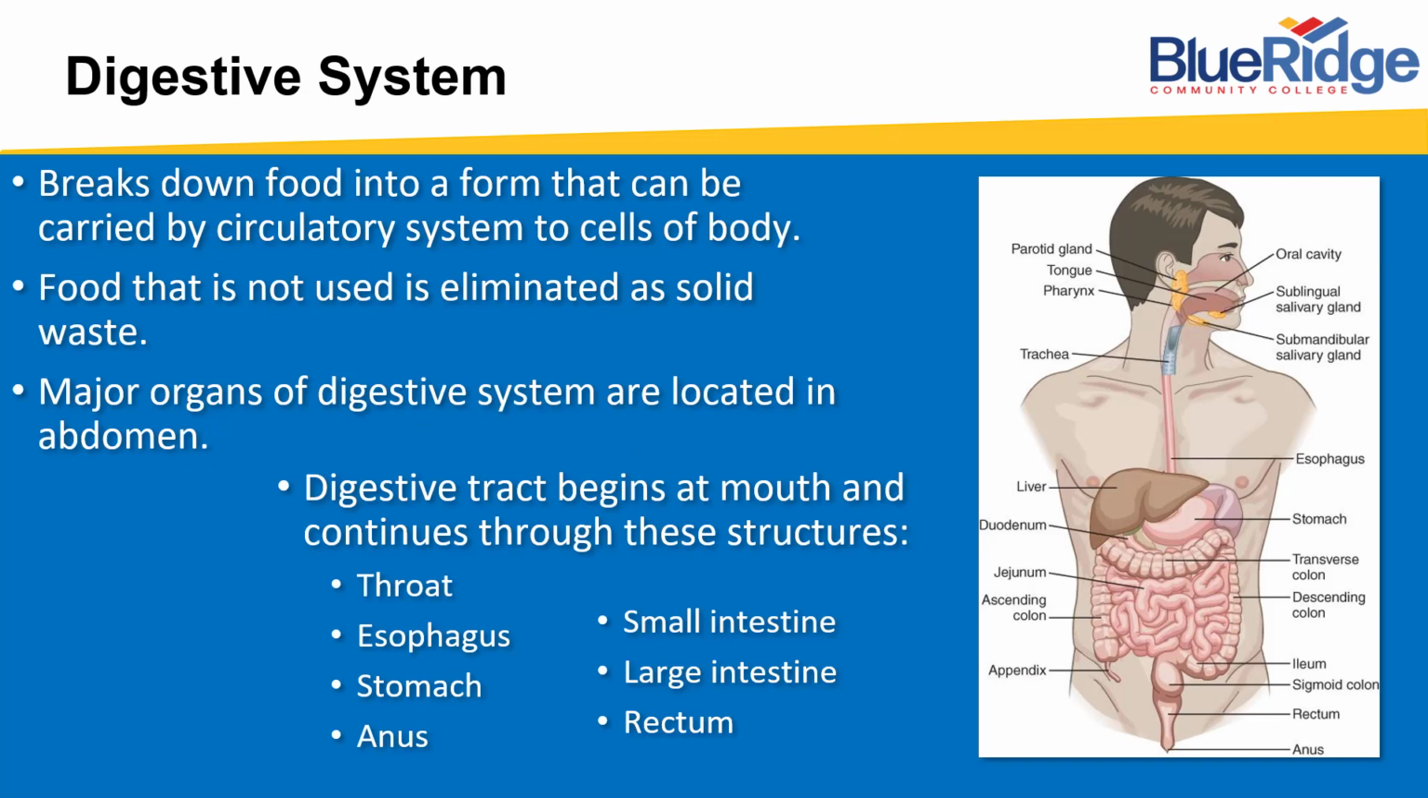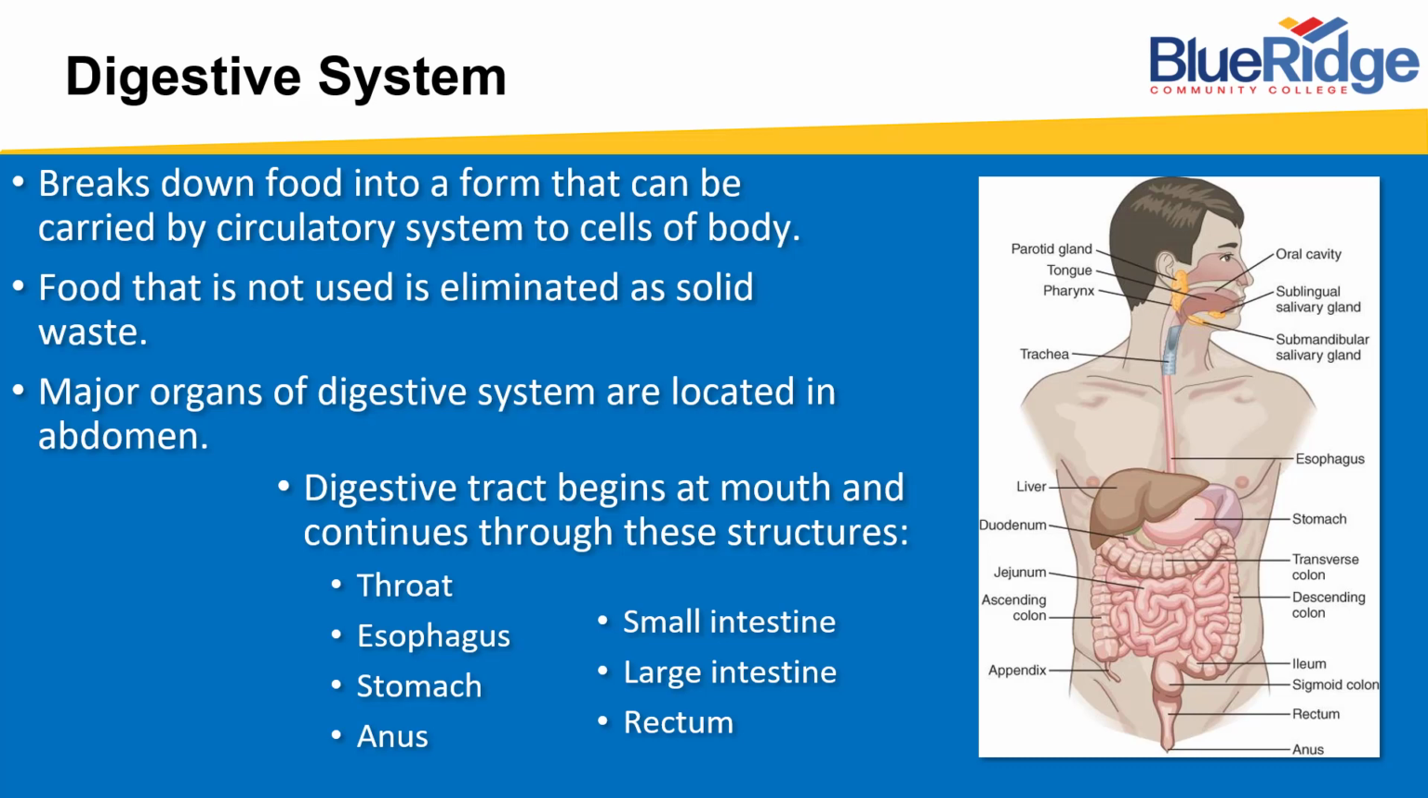And looking at your digestive system, it breaks down food into a form that can be carried by the circulatory system to the cells of the body. Food that is not used is eliminated as solid waste. Major organs of the digestive system are located in the abdomen. The digestive tract begins at the mouth and continues through the throat, esophagus, stomach, small intestines, and the large intestines, rectum, and then the anus.